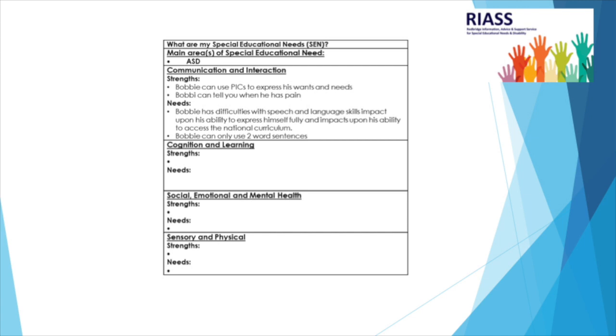Bobby has ASD. His strengths are: he can use PECS to communicate his wants and needs. He can tell you when he has pain. His support needs are: he has difficulty with speech and language skills, which impacts his ability to express himself fully and impacts upon his ability to access the national curriculum. Bobby can only use 2-word sentences.